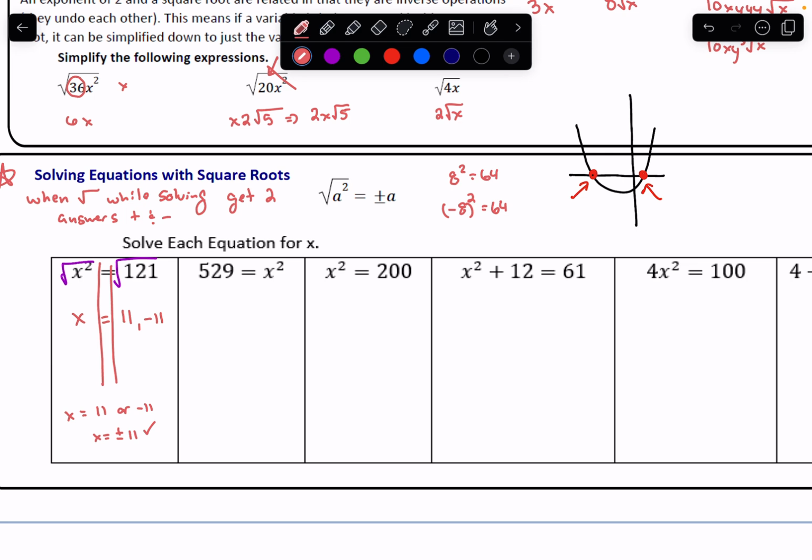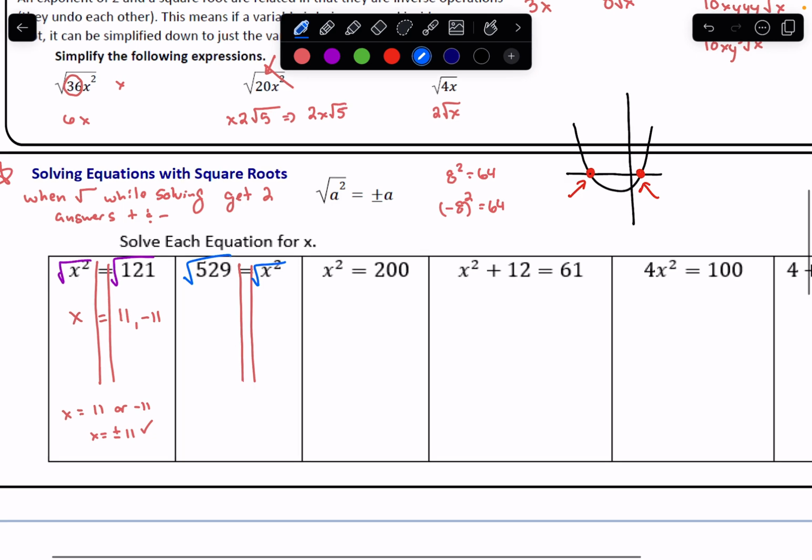Now, 529 equals x squared. If I do railroad tracks and I square root both sides, I should have maybe done this problem before because I don't know what the square root of 529 is. That would have probably been a good idea to prepare ahead of time. But don't worry, I'll find a calculator. But I've got x squared on the right. So the opposite of x squared is to square root. So that means I have to square root 529. And if I type that in the calculator, I get the answer 23.